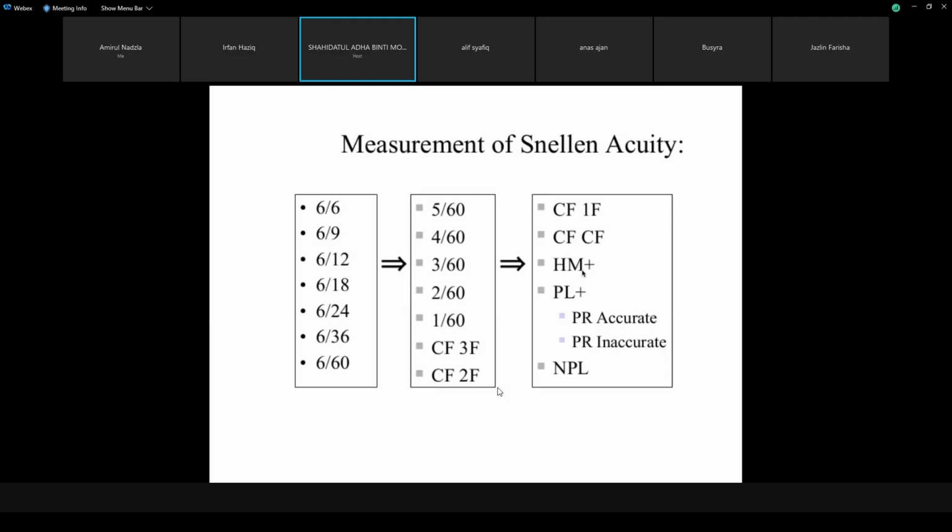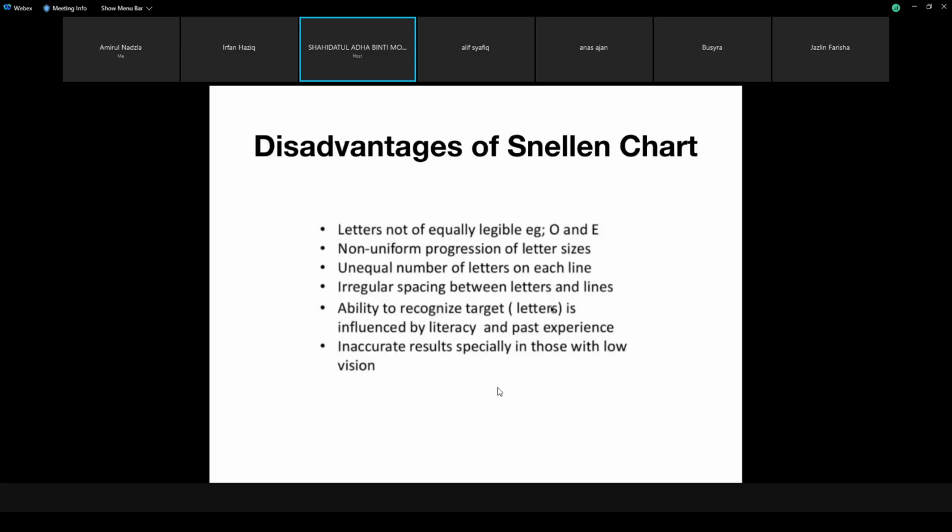Okay, so this is the measurement of Snellen acuity from 6/6 down to NPL. Ignore the PR accurate and PR inaccurate. Okay, but even though the Snellen chart is used widely, even in KK, klinik kesihatan, everyone uses the Snellen chart, there are a few disadvantages of the Snellen chart.